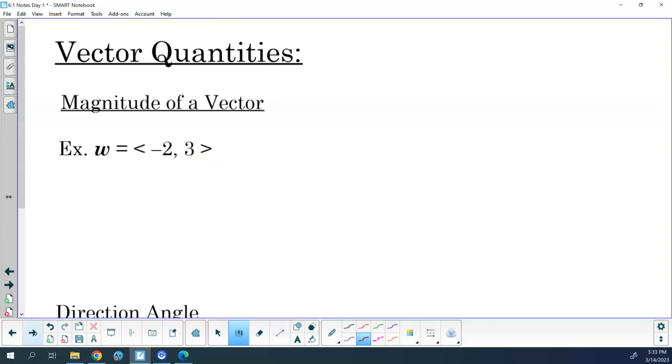Now, when we're finding the vector quantities of a vector, so for instance, the magnitude and the direction angle, those are the two vector quantities. Okay? So the first thing, the magnitude, remember, is the length of the vector, and its symbol is a double absolute value. So the magnitude of vector W would be a double absolute value with the W in the middle.